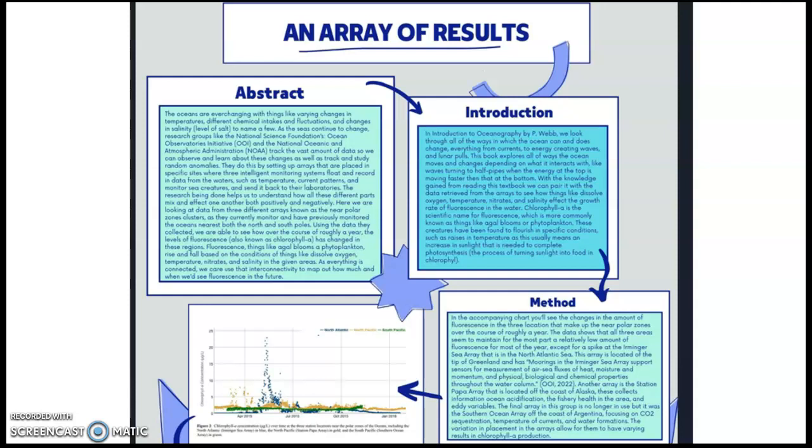Fluorescence, things like algal blooms and phytoplankton, rise and fall based on the conditions of things like dissolved oxygen, temperature, nitrates, and salinity in the given areas. As everything is connected, we can use that interconnectivity to map out how much and when we'd see fluorescence in the future.